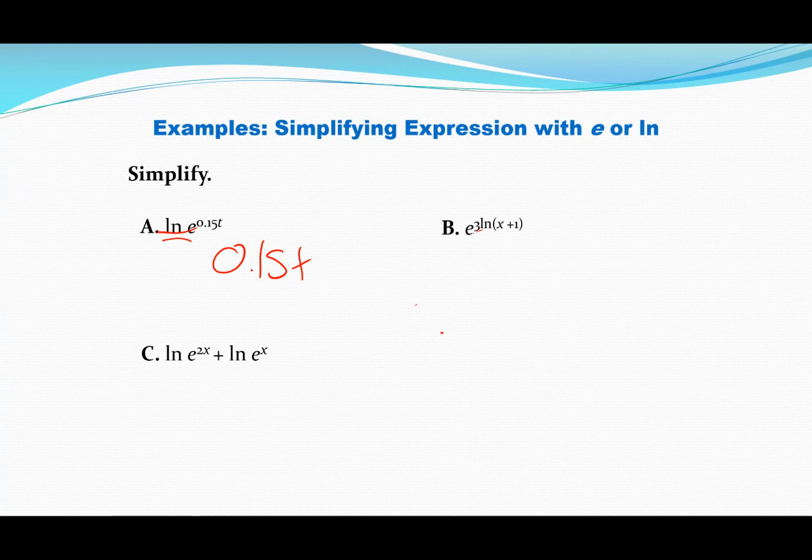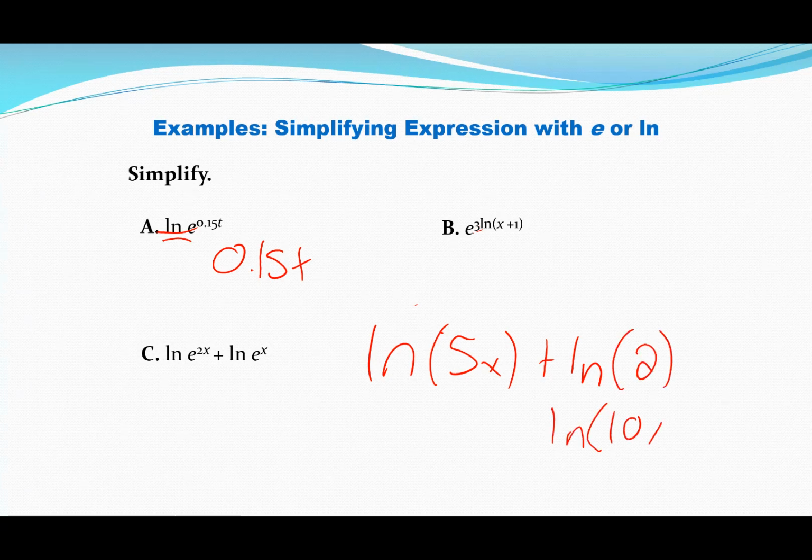I forgot that this had e in it. That property is true, but that's only true if we had like natural log of 5x plus natural log of like 2 or something. This would be the natural log of 10x, because 5x times 2 makes 10x, and that's totally cool. But I wasn't looking at the problem.